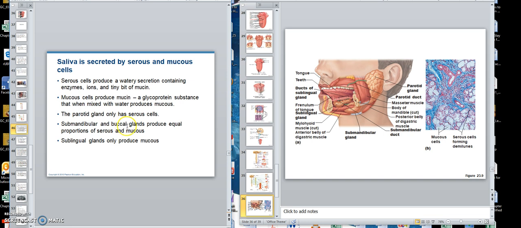Submandibular is kind of mixed, and buccal. Now you do have some, remember, just in the cheeks and so forth. The buccal glands secrete more of an equal serous and mucus. And then the sublingual glands, the ones that do a bunch of ducts, they secrete really mucus. Okay. Go further.